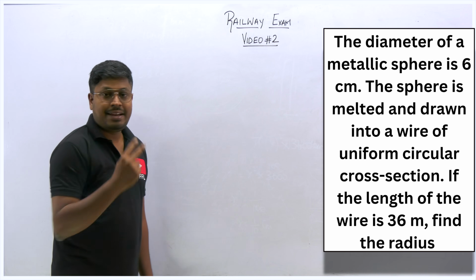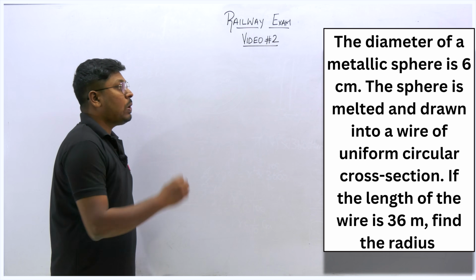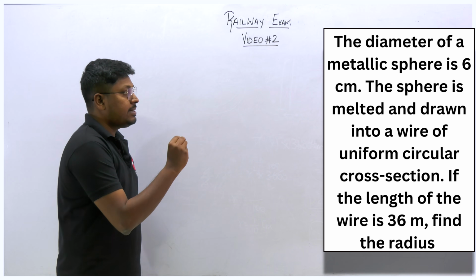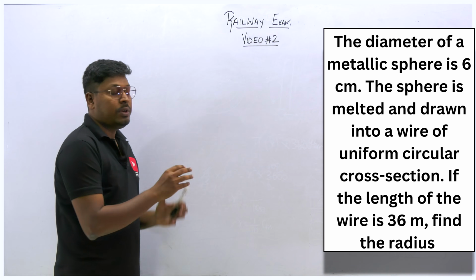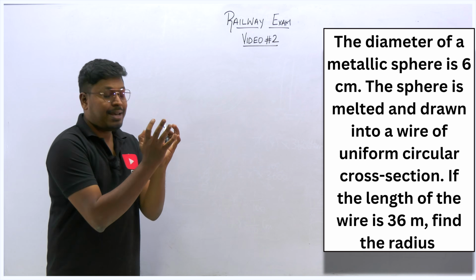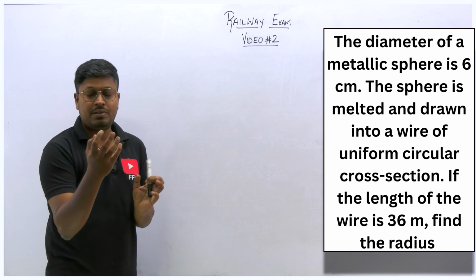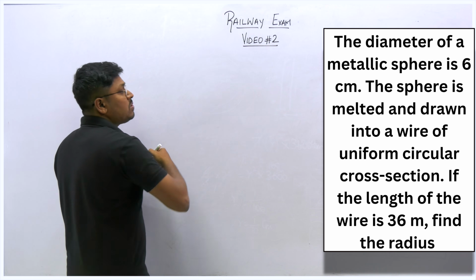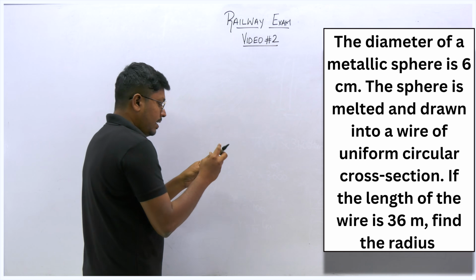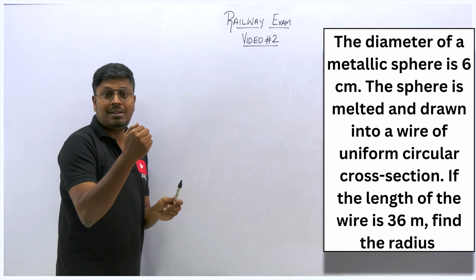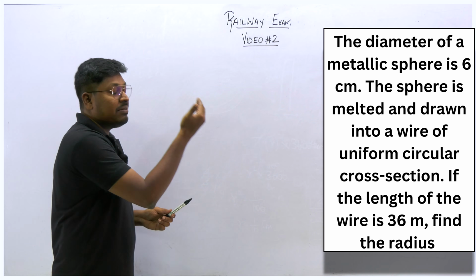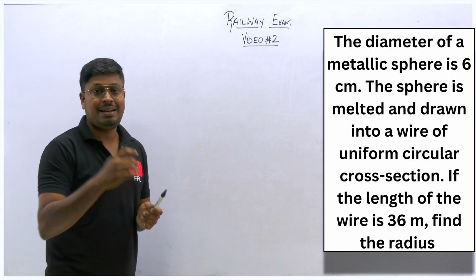So here is the second question. The diameter of a metallic sphere is 6 centimeter. The sphere is melted and drawn into a wire of uniform cross section. Again, a sphere has been melted and made into a wire. So wire will always look in the form of a cylinder, right? Now our target is to find the radius of it. In the previous question, they gave the radius and our target was to find the length. But here they have given the length, and our target is to find the radius.